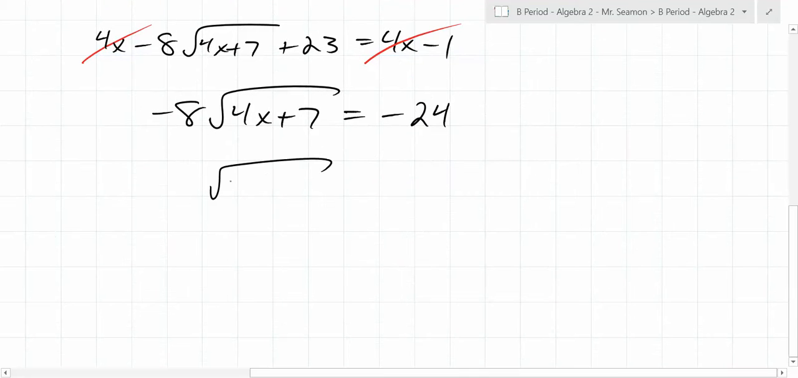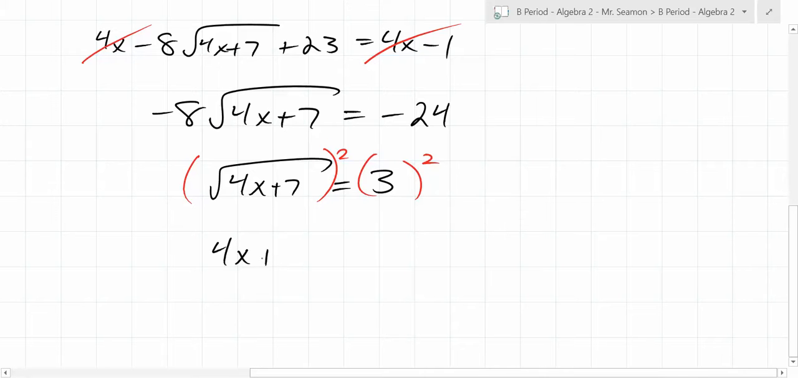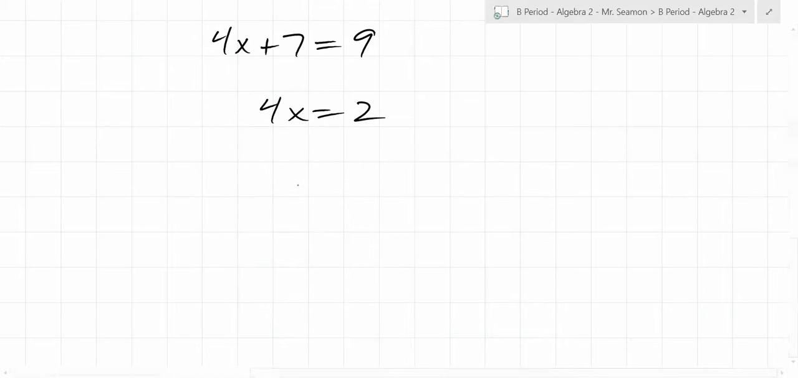So you end up with the square root of 4x plus 7 equals what? 3. Now what can you do, or what should you do? Square again. So you square both sides, and you end up with 4x plus 7 equals 9. So 4x equals 2. So x equals a half.